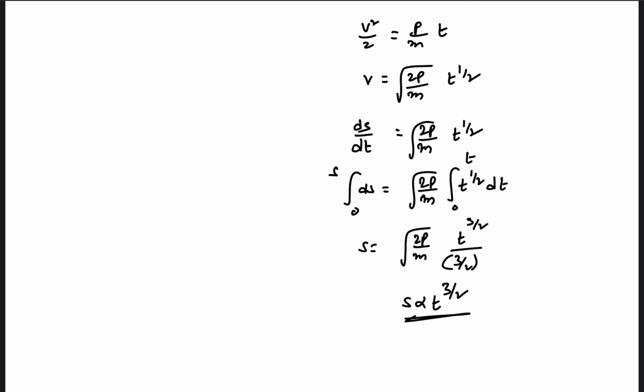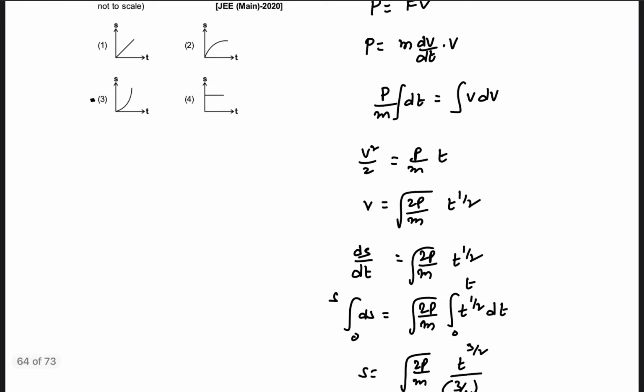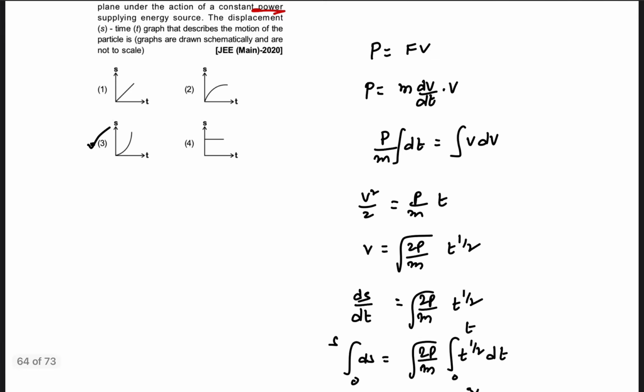Now we see that s is proportional to t to the power of 3 by 2. At t is equal to 0, s is 0, and as t increases, s also increases. The graph is like this. It is not a straight line, it is a curve, an increasing curve. So the only graph available here with an increasing curve is 3.